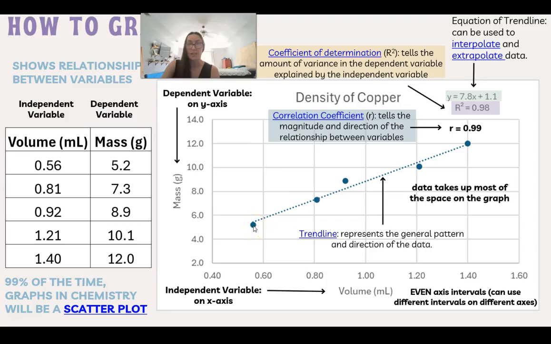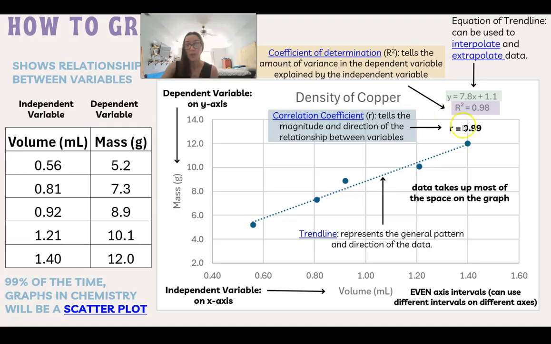And you can see that we put a scatter plot as our graph here because 99% of the time the graphs will be a scatter plot. That's because we want to be able to predict relationships between our variables. So we want to fit that data with a trend line in order to interpolate, aka predict what the value should be between the data points, or we can extrapolate the data, which means we can predict what the value would be outside of our measured data range.